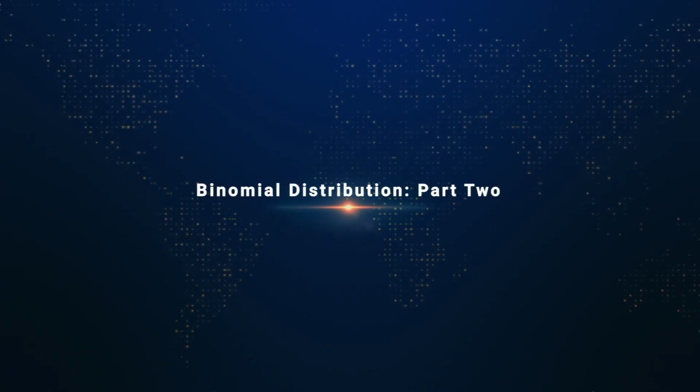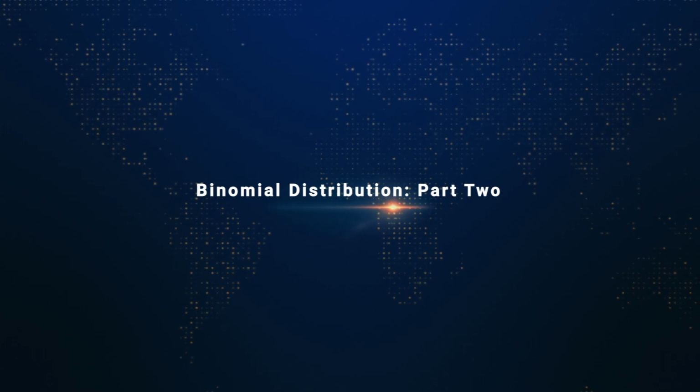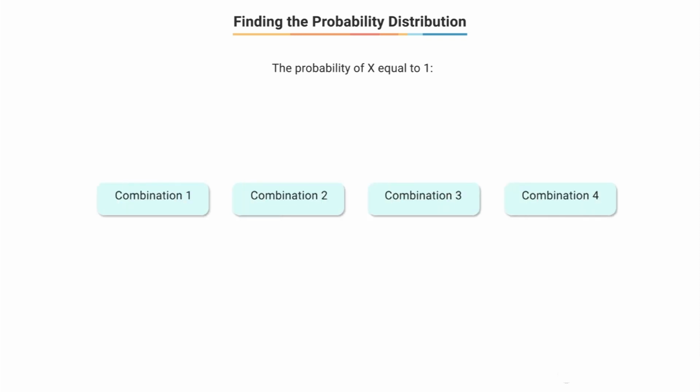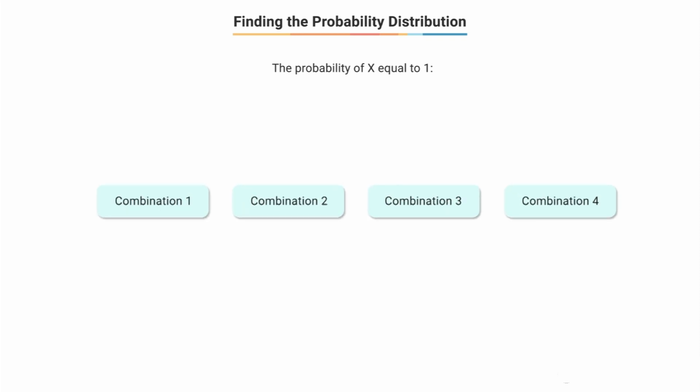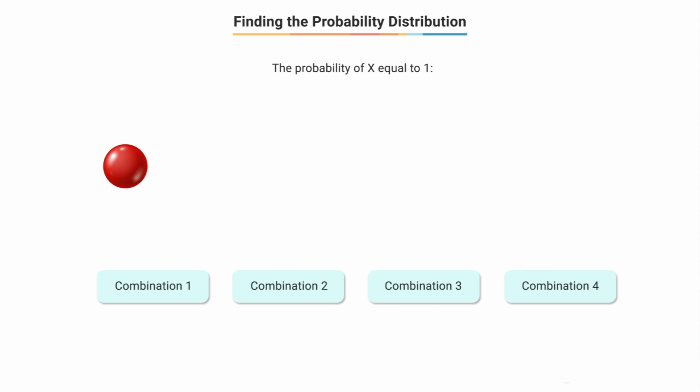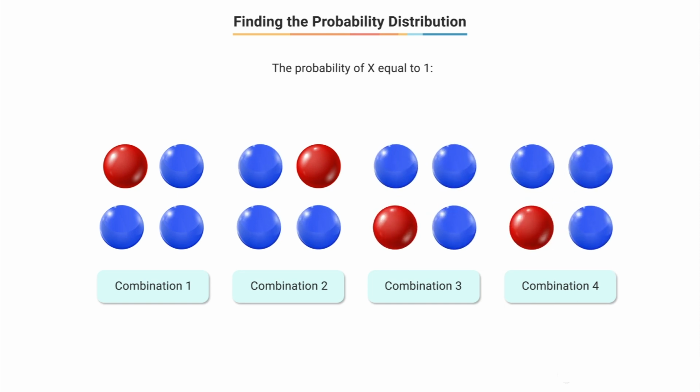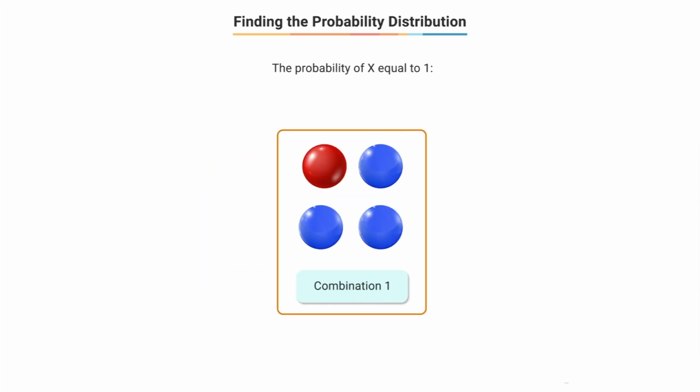Now we'll move on to the second part of binomial distribution. As you may recall, we can find the probability of x equal to 1. There are 4 possible combinations for x equal to 1, namely the first ball being red and the remaining 3 being blue, or the second ball being red and the remaining 3 being blue, and so on. Let's consider the case where the first ball is red and the other 3 are blue.